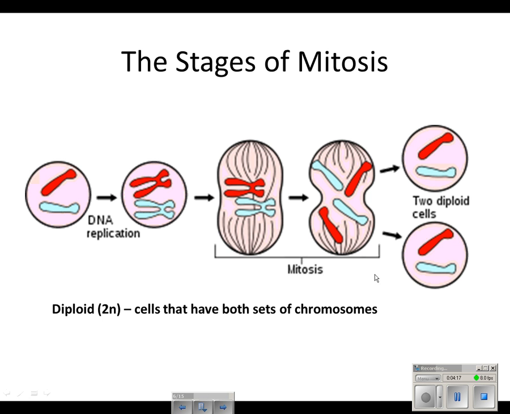Diploid, or 2N, are cells that have both sets of chromosomes. So recall that you get a set of chromosomes from your mom and a set of chromosomes from your dad. If we were only talking about one of those sets, we would say the cell is haploid, and it only has one set of chromosomes. But right now we're talking about diploid cells, which will end up with a full set, or both sets.